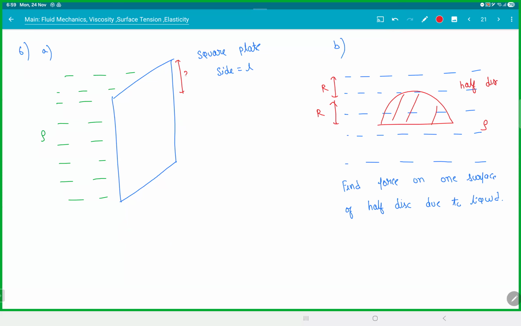So at a depth x from the top, take a thin slice dx. On this, the liquid will be pushing with some dF. On the left side and right side, p naught will cancel, so I'm ignoring that. So dF will be rho g x, that is the pressure, into area, which is, if I take this length to be L, L into dx. It's a square plate. So the net force would be the integral of rho g L x dx from 0 to L.